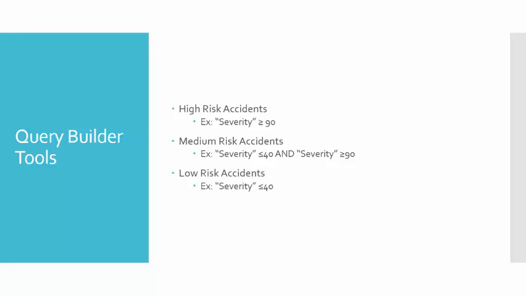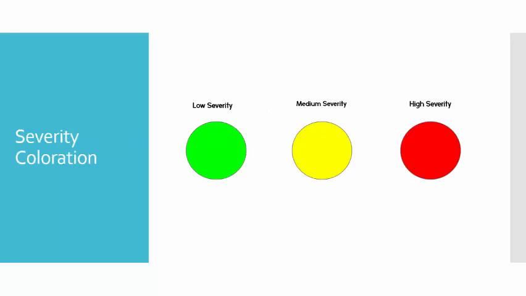You repeat the same steps for medium and low risk accidents. However, for medium risk, you will input as shown here. You will input severity greater than 40 and severity less than 90. This is essentially building a phrase selecting the accident data between 40 and 90 severity score. For low risk accidents, you will input severity less than 40. This will give you accident data below the 40 severity score.